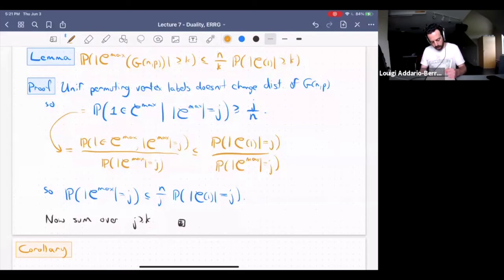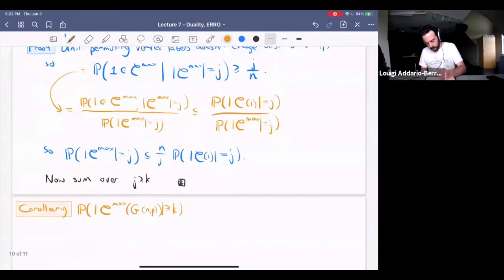So the statement of this and its proof are basically the same. So I'm just going to derive the corollary, and then that will be the proof. So the probability that this C max is at least k, we said that's at most n over k times the probability that the component containing 1 has size at least k. And so that's at most, by Markov, n over k times the expected size of C1 divided by k.